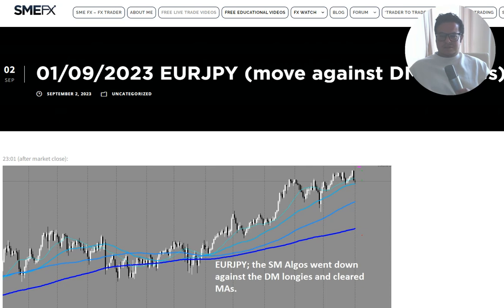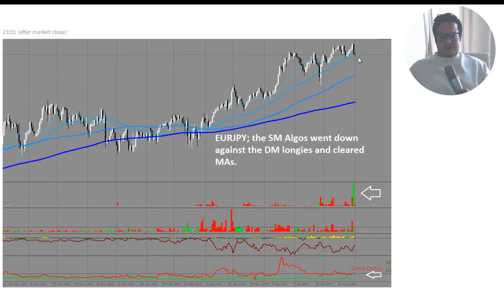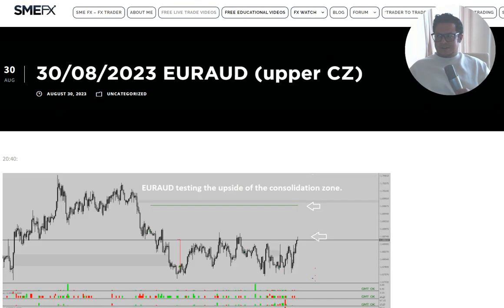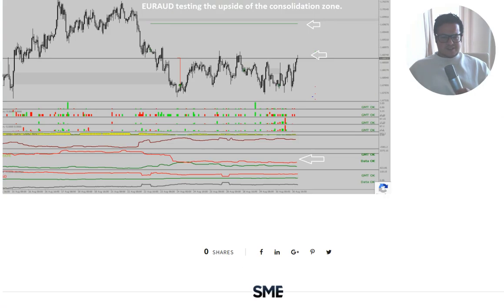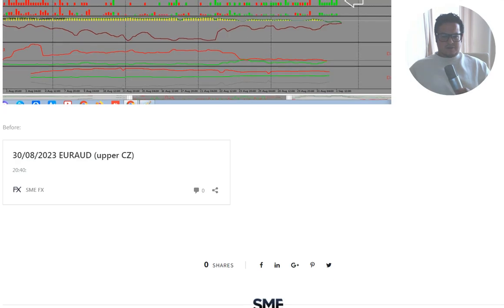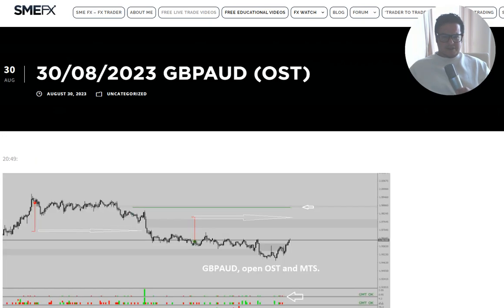Euro yen also had a down money switch from shorties to longies, so a down move, clearing averages after the MTS run. Euro Aussie, that one was a very tricky one. So it had an MTS above the price. I didn't trade that. I traded pound Aussie. We'll come to that in a minute. So failed reversal scenario because longies came in, so going down, not doing a 4 reversal, but going down. I didn't trade that one, but here this one.